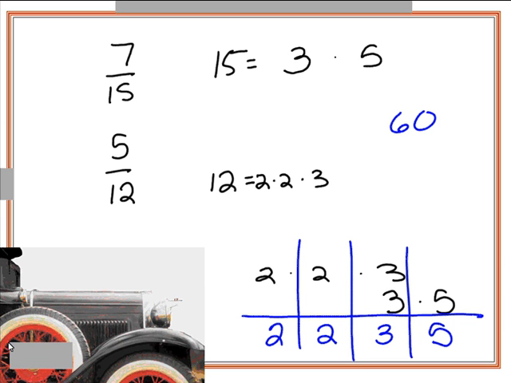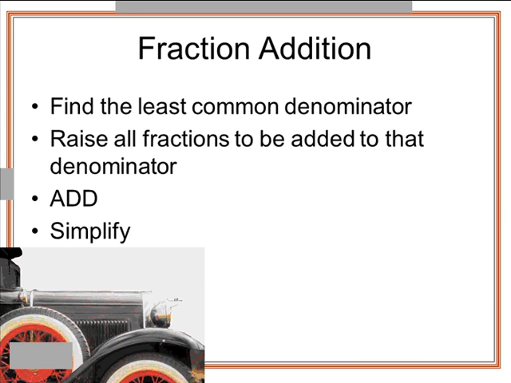Now, 60 is divisible by 15. The answer is 4. And 60 is divisible by 12. The answer is 5. So 60 is indeed divisible by both 12 and 15. Okay, for fraction addition, you have to find the least common denominator and raise all fractions that are to be added to that denominator. Then add the numbers and simplify if needed.